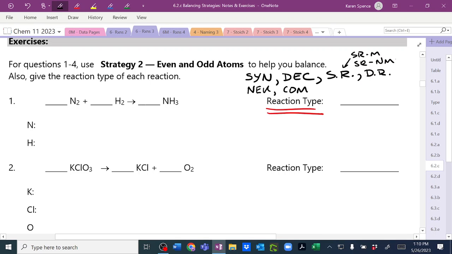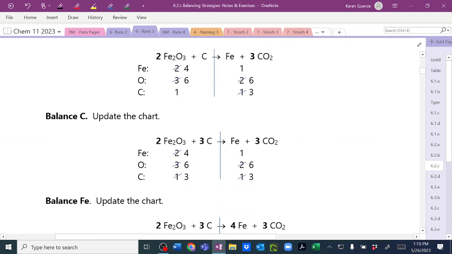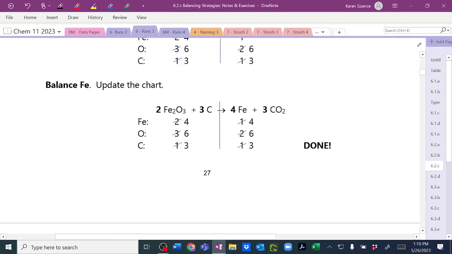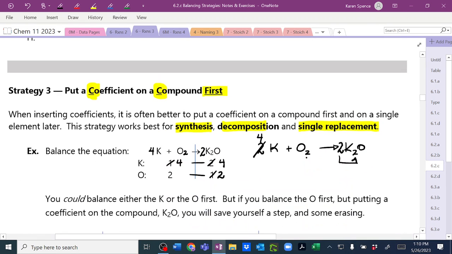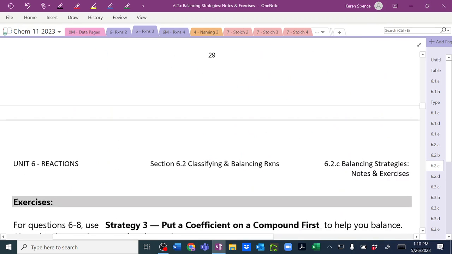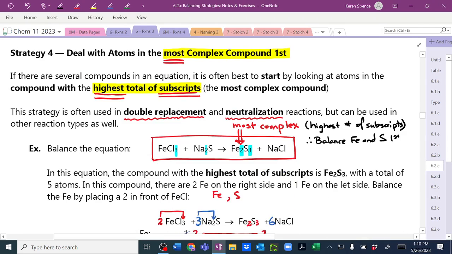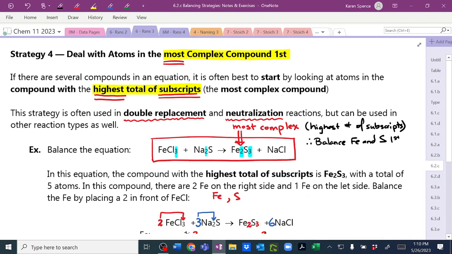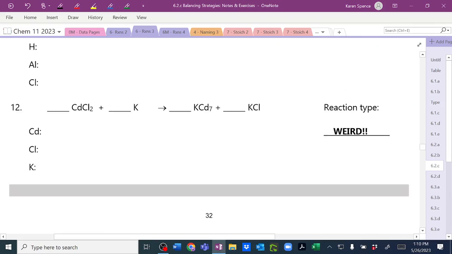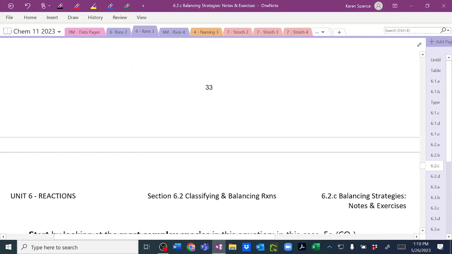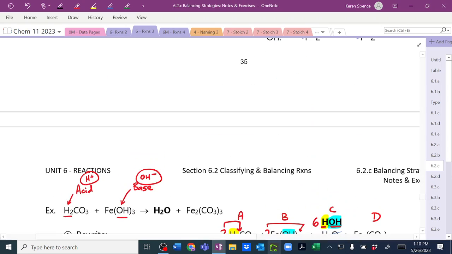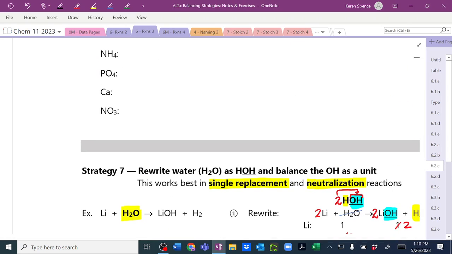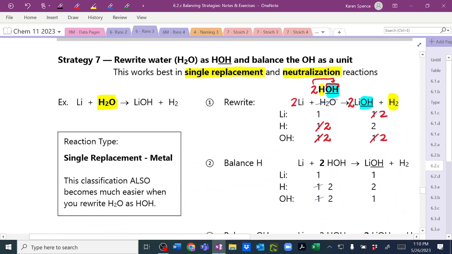Oh, I forgot one thing. Where was it? It wasn't here. It was the next one. That's okay. I'll find it later. Oh no, it was the lithium one. Where are you? Not 33. Not 34. Oh, here. Page 35.